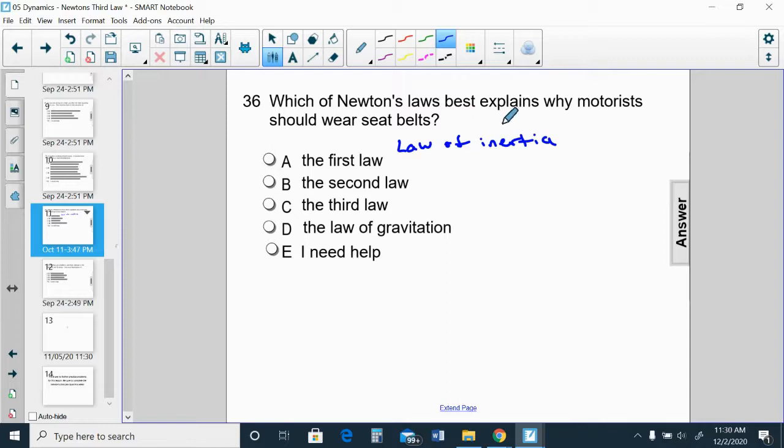So if a net force was applied to a car, whether it's hitting the brakes quickly or a collision and it rapidly comes to a stop, that force is not acting on you and your velocity would continue. You would not experience any acceleration since that force did not apply to you.